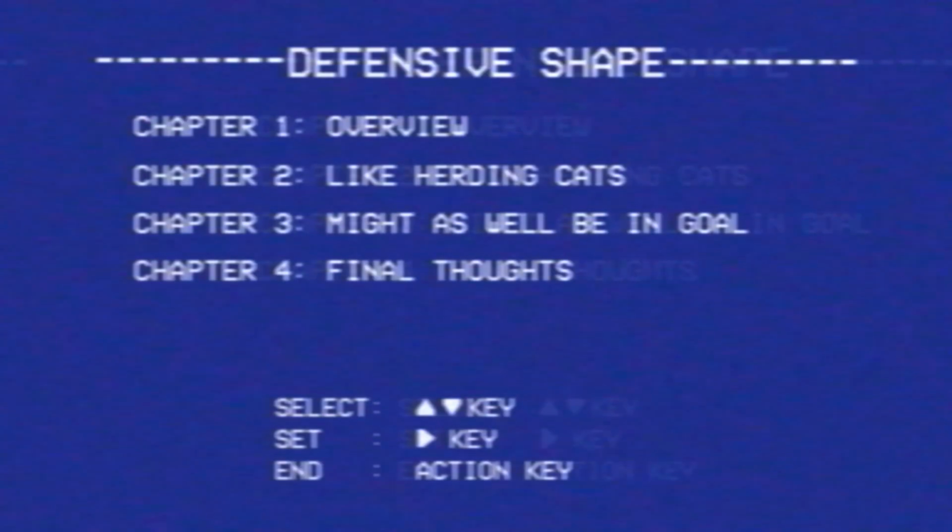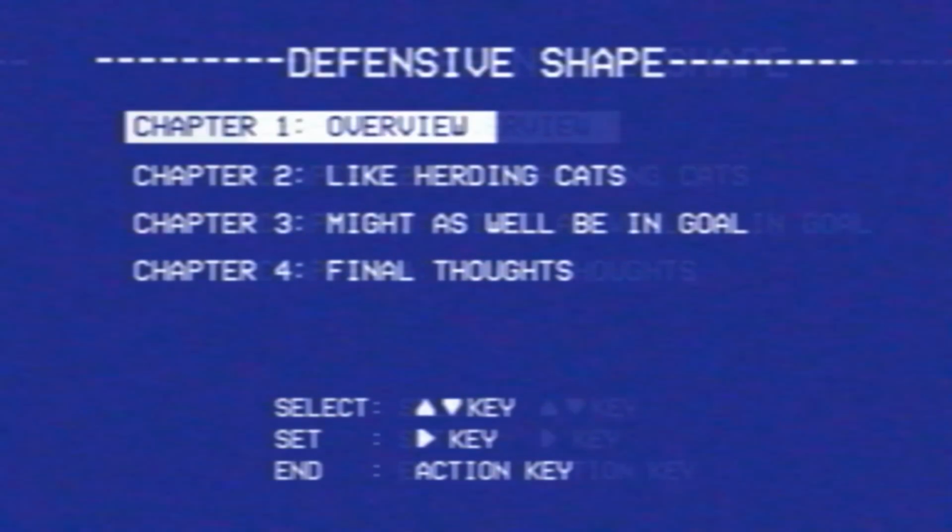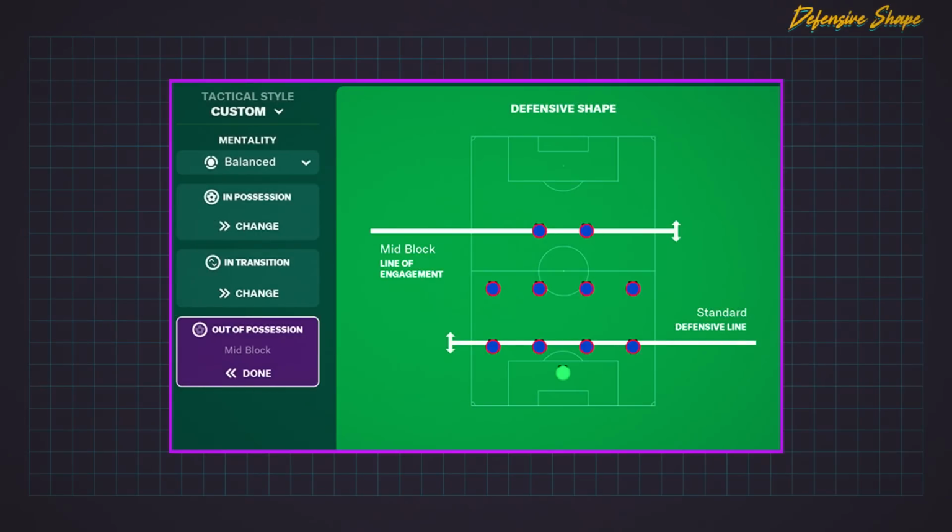Hello everybody and welcome. In today's video, we're going to be talking about the defensive shape team instruction in Football Manager. And let's get started with an overview. When making your tactic, you can tell your team where to line up defensively, controlling where they're positioned on the field and when they engage the opponent. And that'll be the focus of today's video, the defensive shape team instruction.